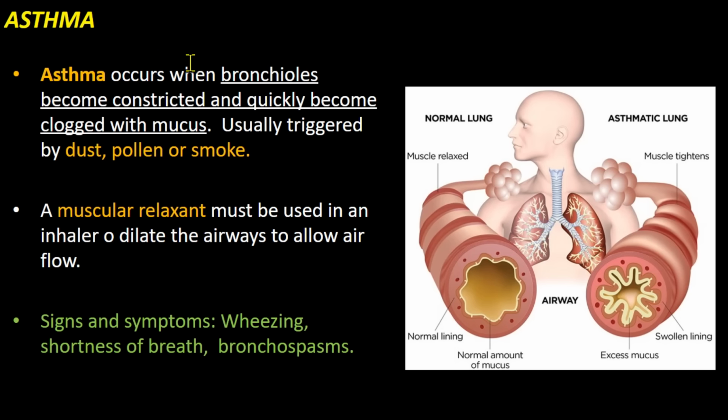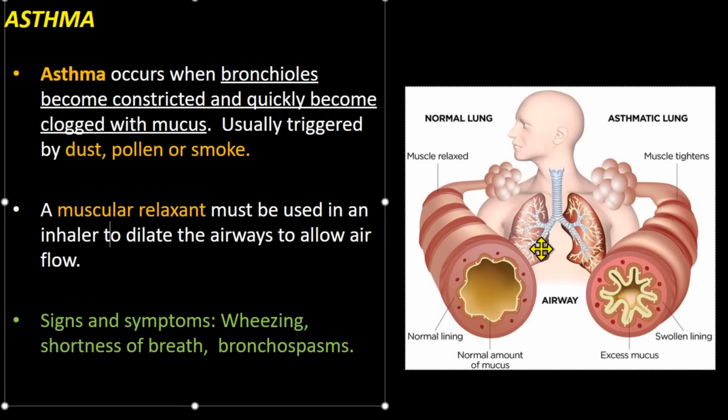Asthma occurs when bronchioles become constricted and quickly become clogged with mucus. They are usually triggered by inhaling dust, pollen, or smoke, or by excessive physical activity. A muscular relaxant must be used in an inhaler to dilate the airways to allow airflow. Signs and symptoms would include wheezing, shortness of breath, and bronchospasms.